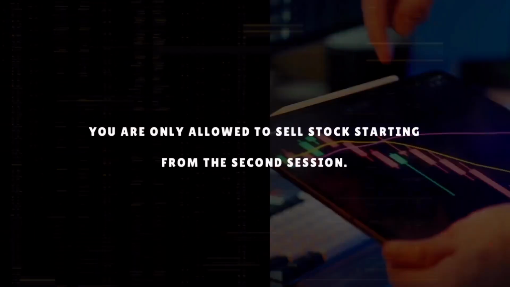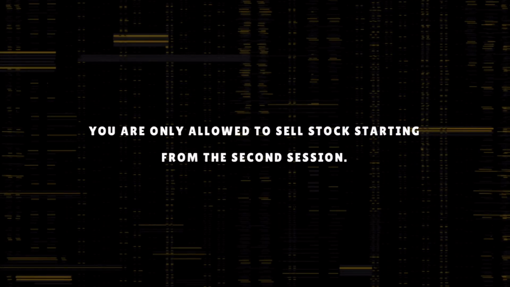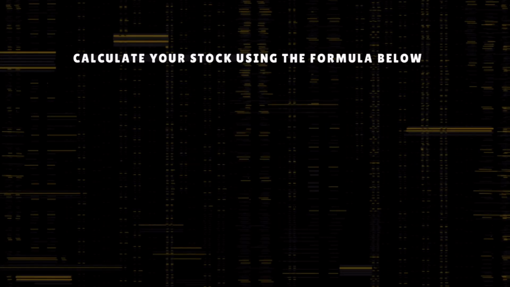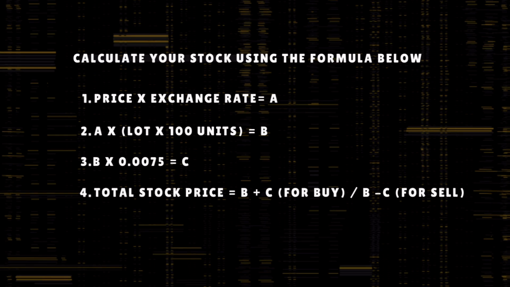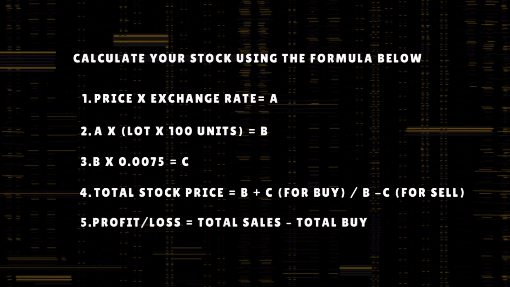How to sell stock? You are only allowed to sell stock starting from the second session. Calculate your stock using the formula below. Number 1, price times exchange rate equals A. Number 2, A times lot times 100 units equals B. Number 3, B times 0.0075 equals C. Number 4, total stock price equals B plus C for buy and B minus C for sell. Number 5, profit or loss equals total sales minus total buy.